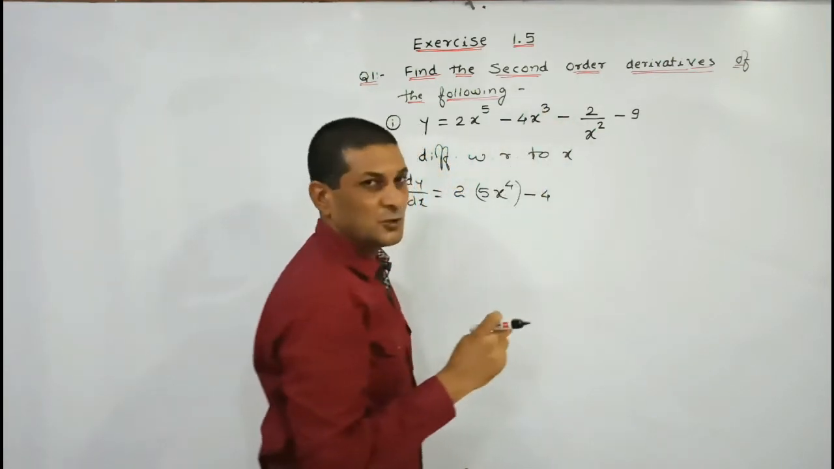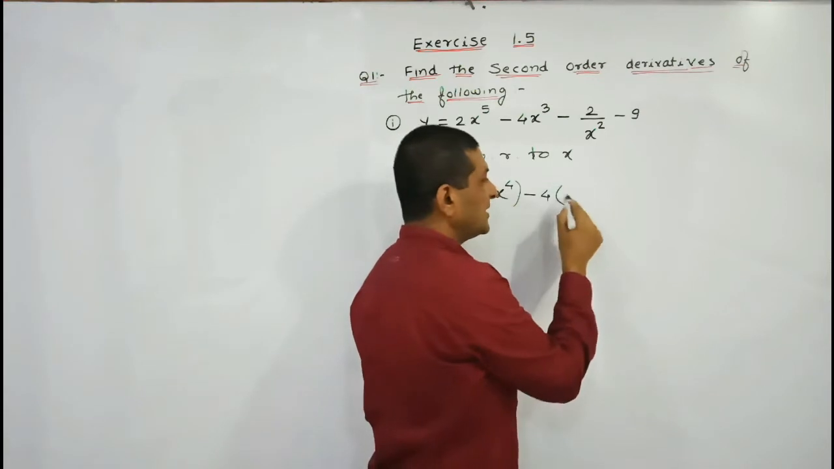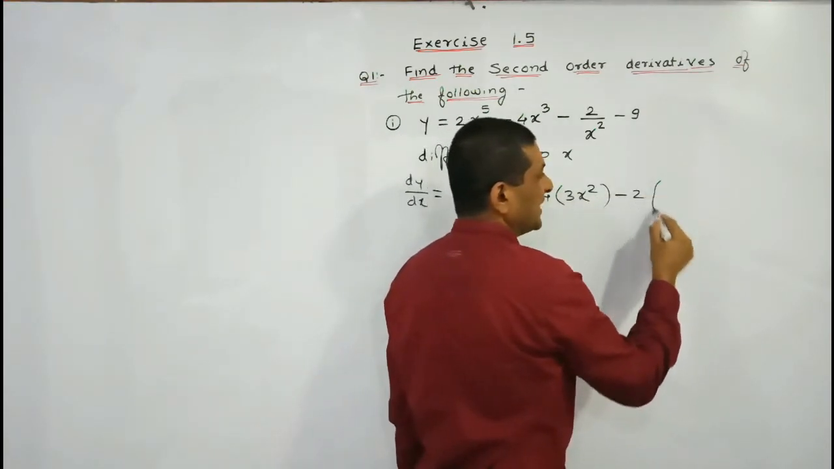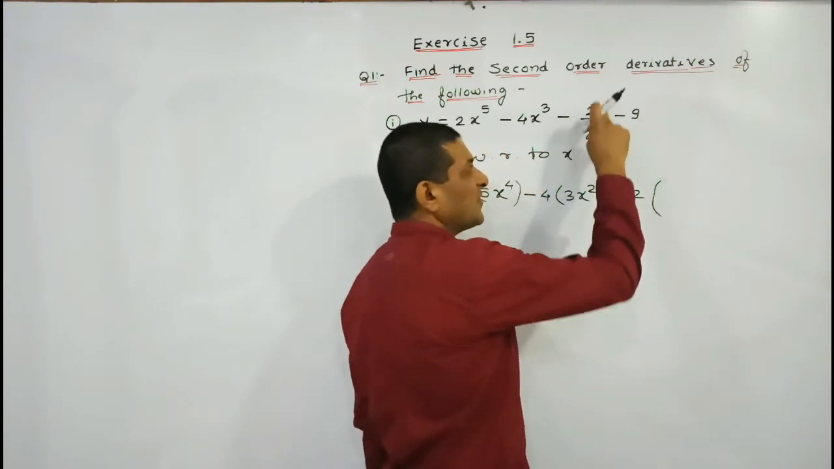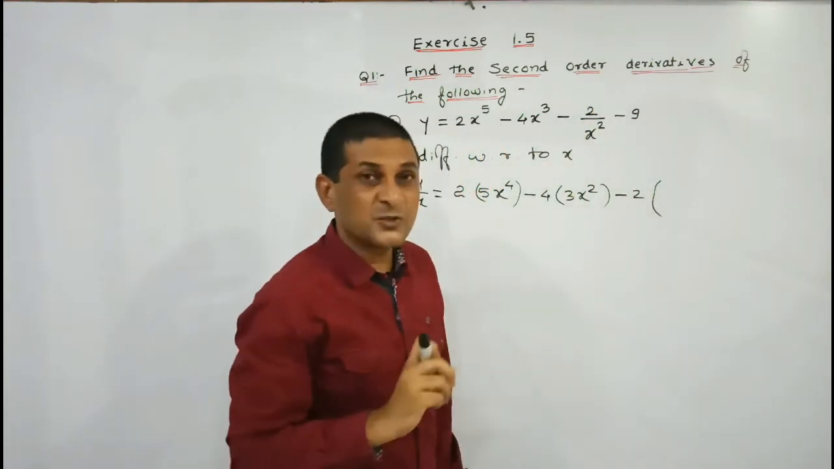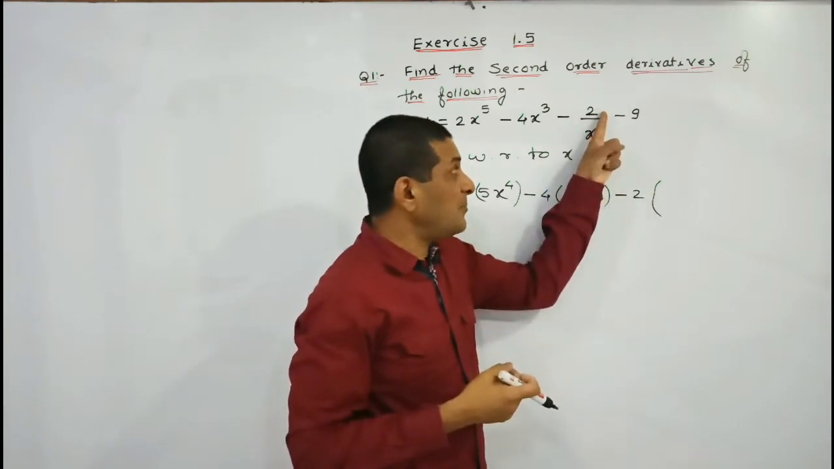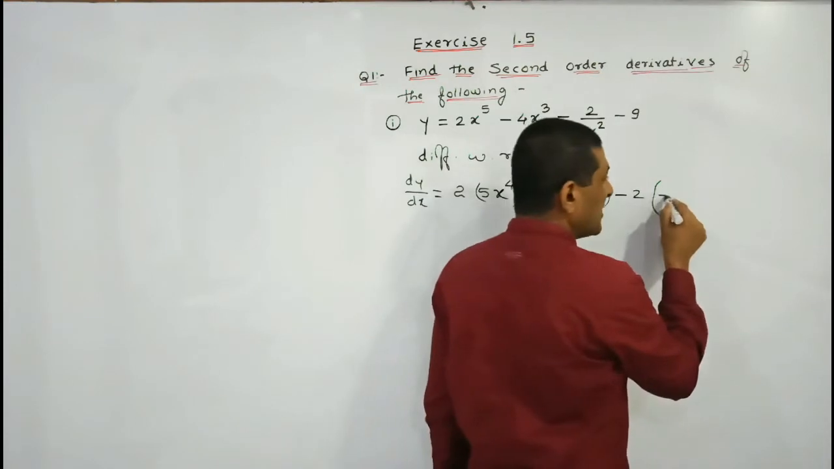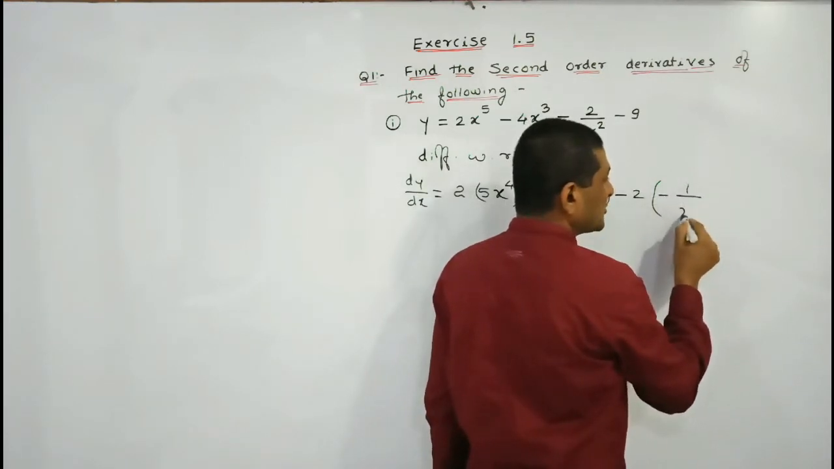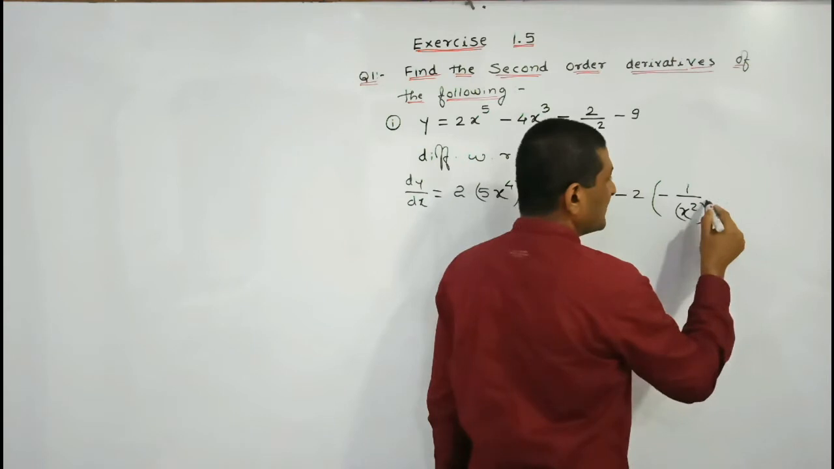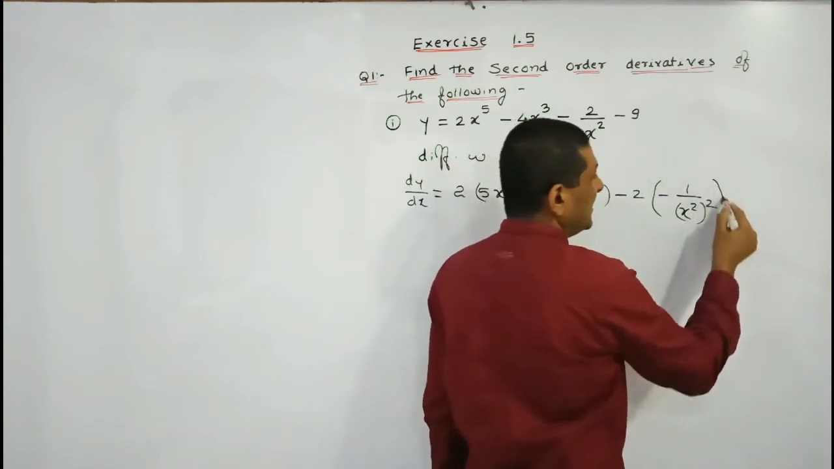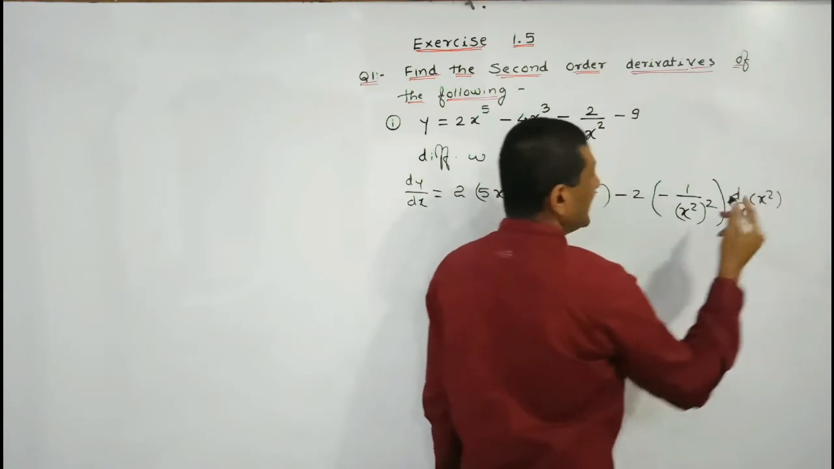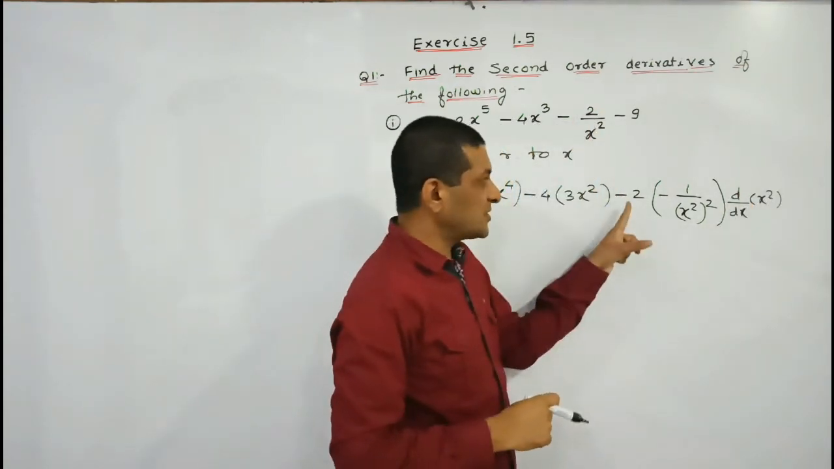Again the derivative of x cube can be found applying the same method. Take the power as coefficient, decrease the power by 1. Minus 2 is a constant term, keep it as it is. Now we are finding the derivative of 1 upon x square. Now 1 upon x square is in the form of 1 upon f of x. And what is the differentiation of 1 upon f of x? The derivative of 1 upon f of x is minus 1 upon square of f of x, that is square of x square, into derivative of f of x. What is f of x here? X square. Again observe here minus 2 is a constant term, keep it as it is.